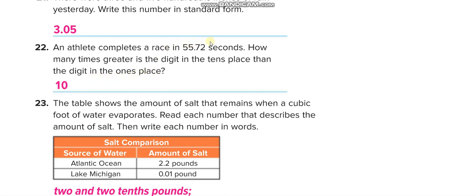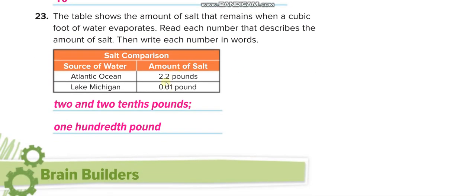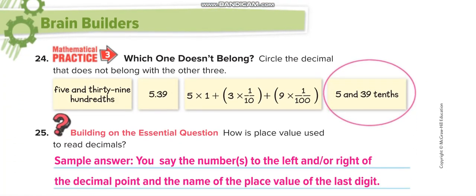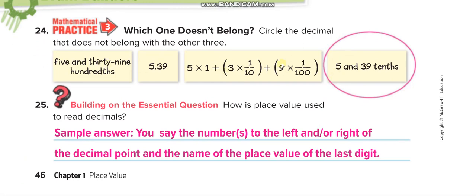You know that each time we are moving towards left, we are getting the number 10 times greater, and towards right 10 times lesser. Okay, they write these two numbers here in word form, 2 and 2 tenths and 1 hundredths, only 1 hundredths. Okay, you have to find out guys why this one is different. There's a mistake in this. Write it in comment. Okay, tell me in comment what is the mistake in this. Okay, and write this explanation.